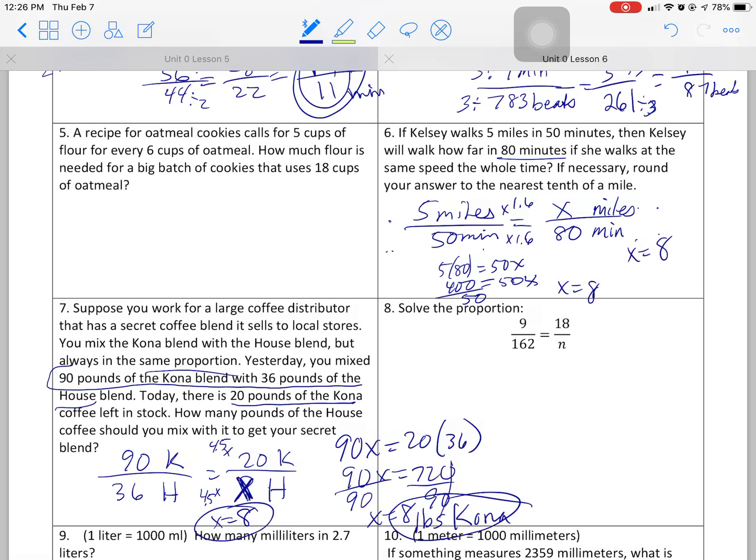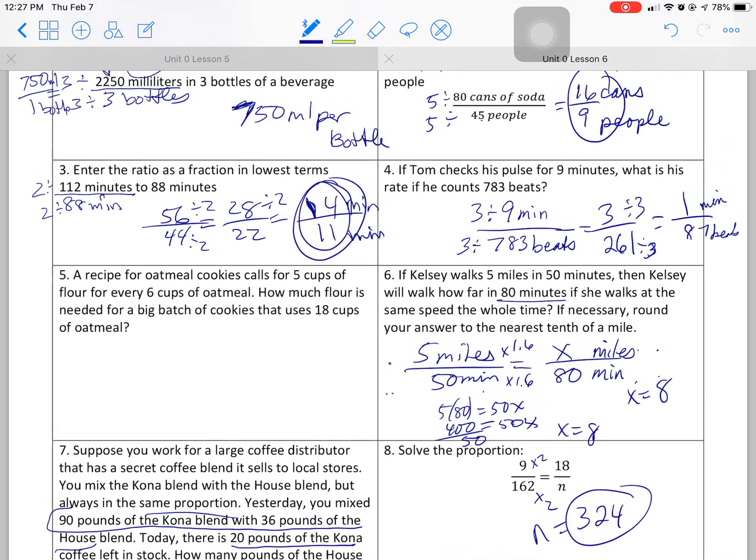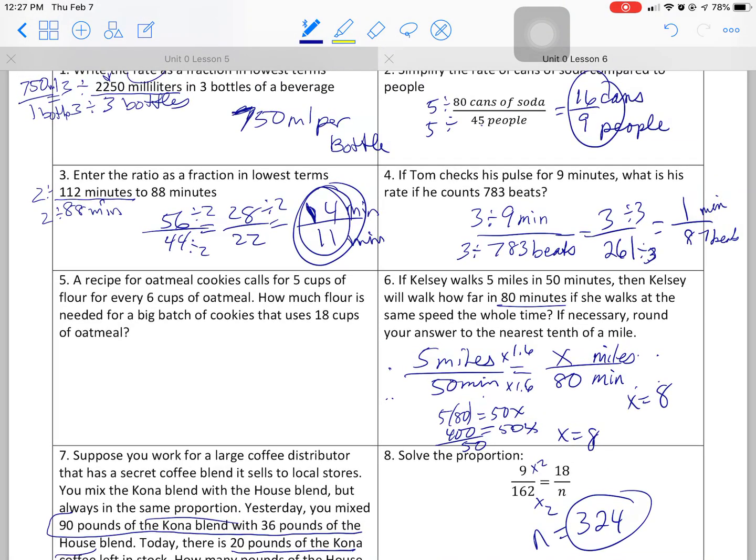Okay. Solve the proportion. You can cross multiply to solve, or you can say 9 times 2 is 18. So this times 2, 162 times 2 is 324. Be nice if you put n equal. All right. I think that's it. Hopefully that worked.